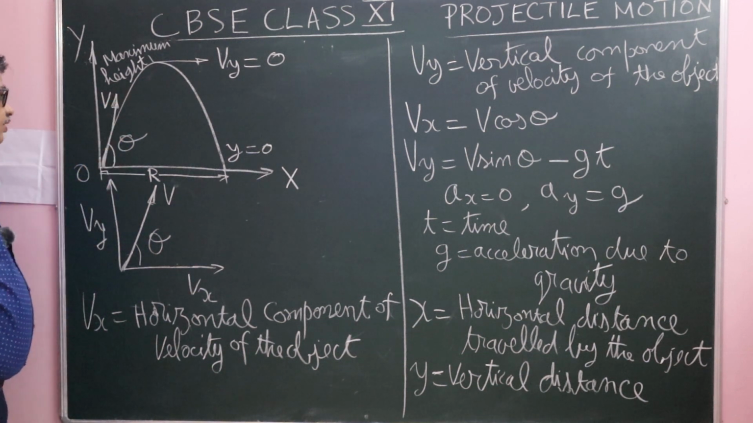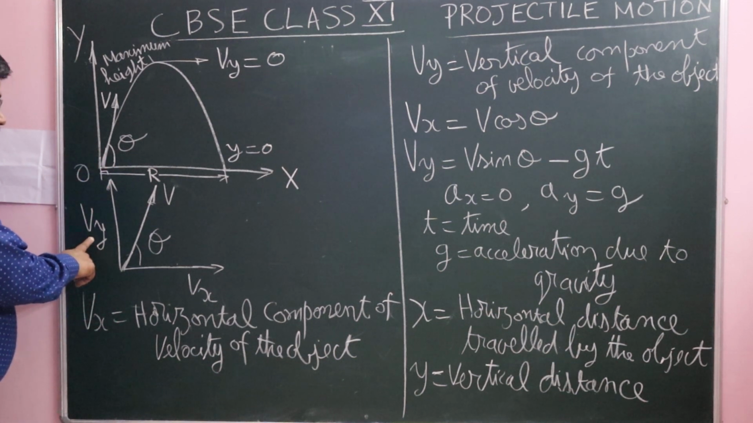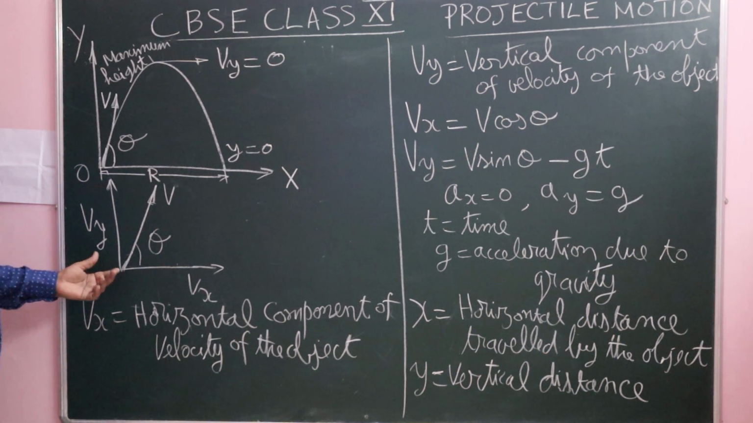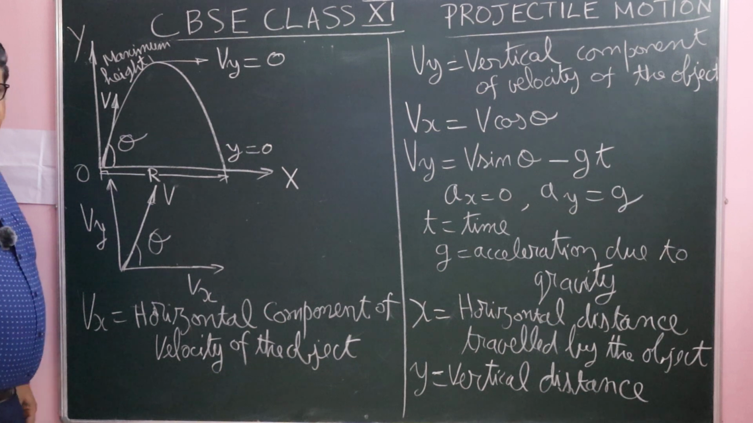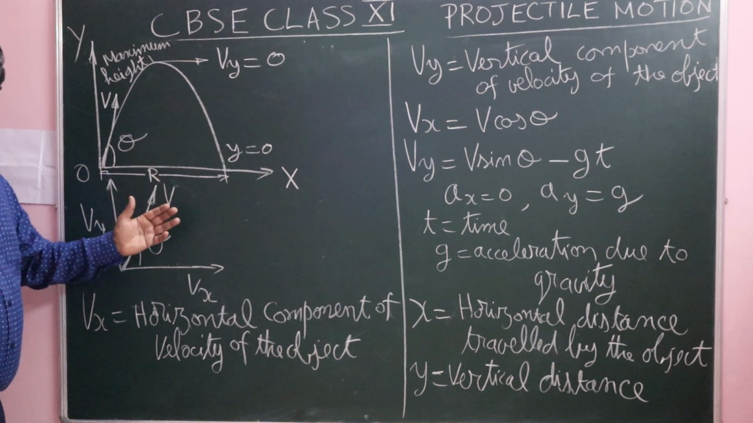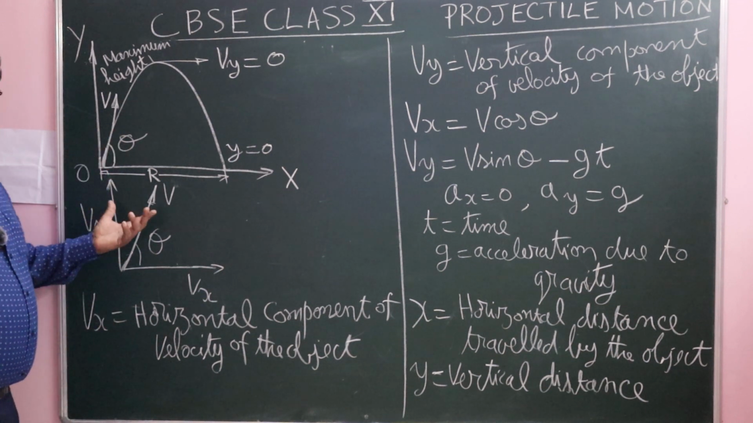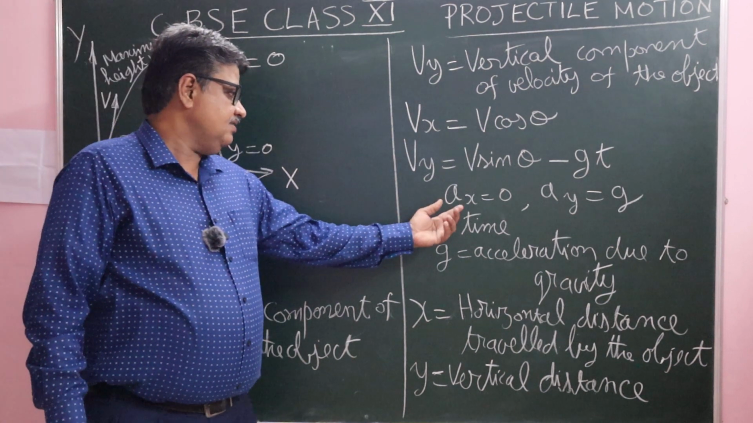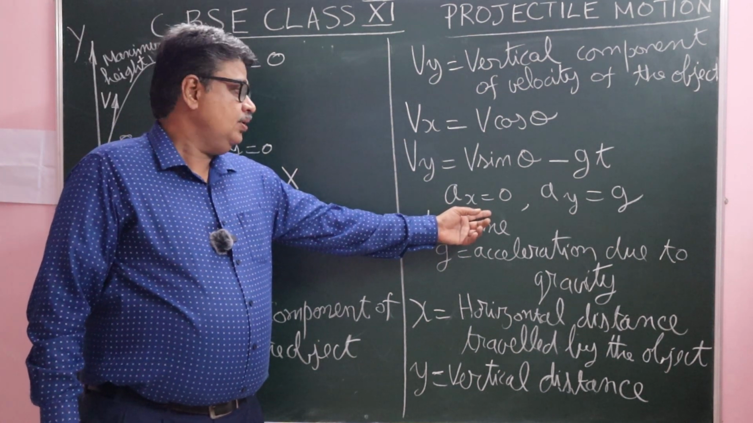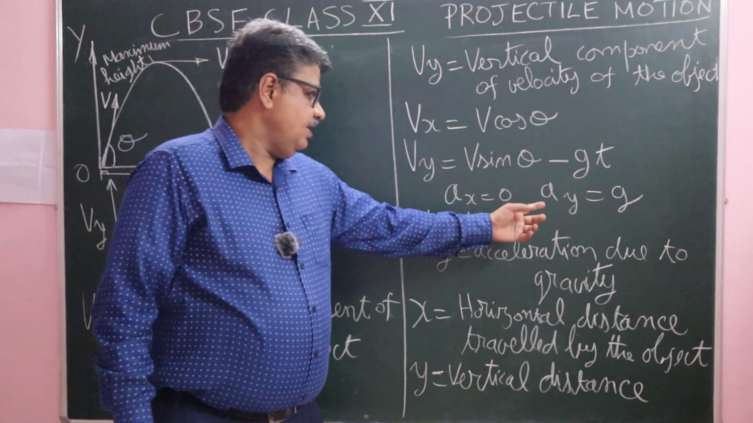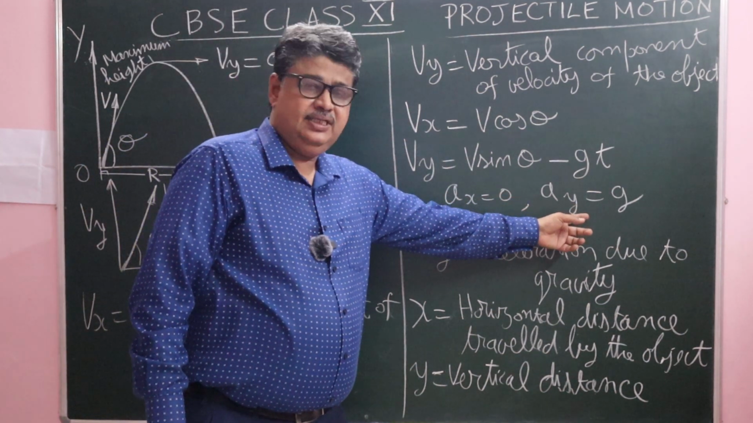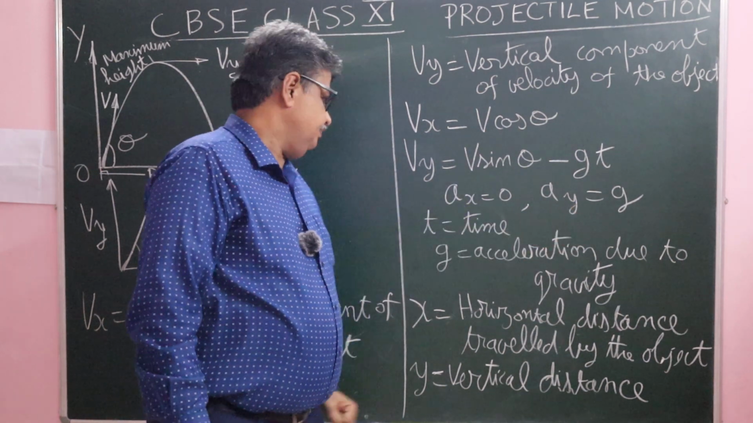It will have two components of velocity at any point of time t. One is the vertical component of velocity Vy, the other one is the horizontal component of velocity Vx. The object will have vertical acceleration which is due to gravity, and the horizontal component of acceleration will be 0. Therefore, the horizontal component of acceleration Ax equals 0, and the vertical component of acceleration of the object Ay is equal to g, the acceleration due to gravity.